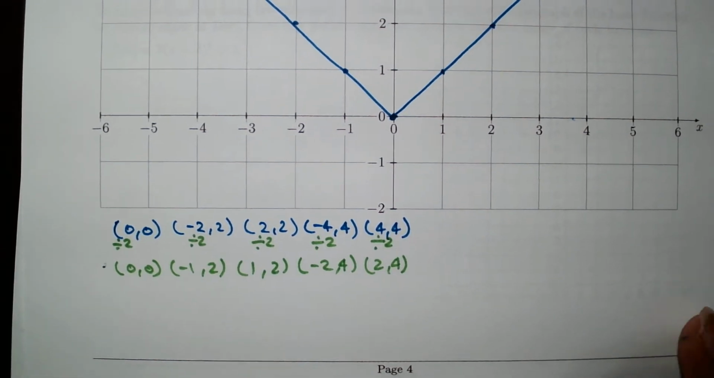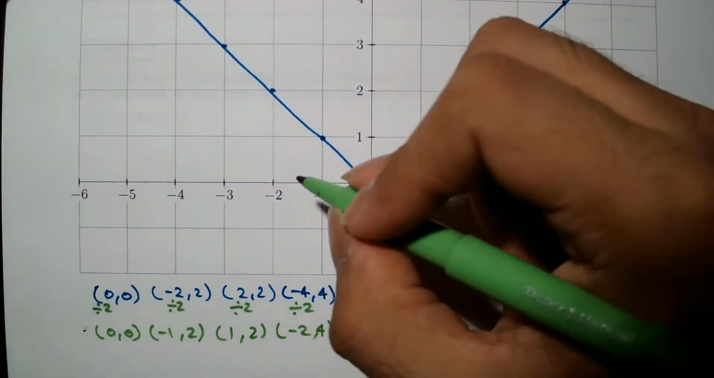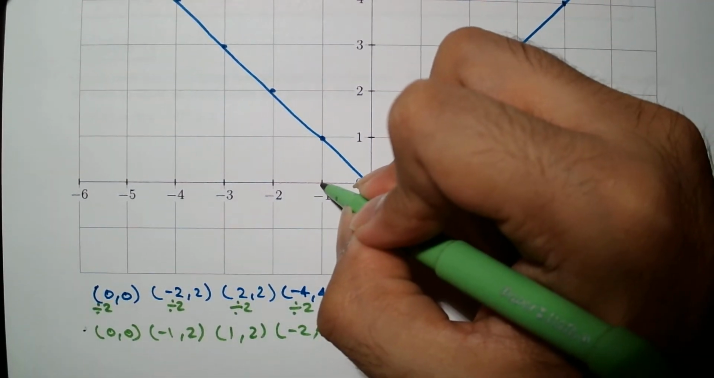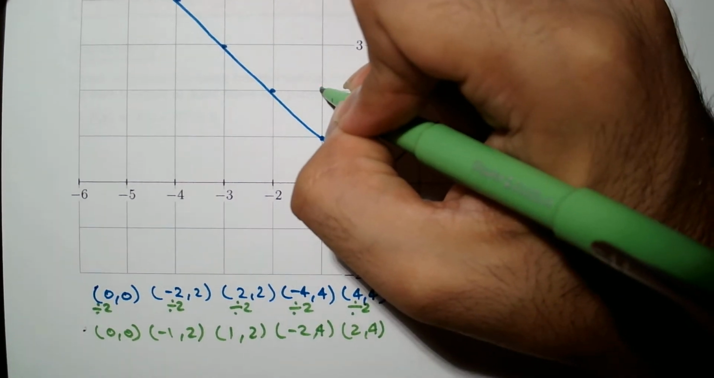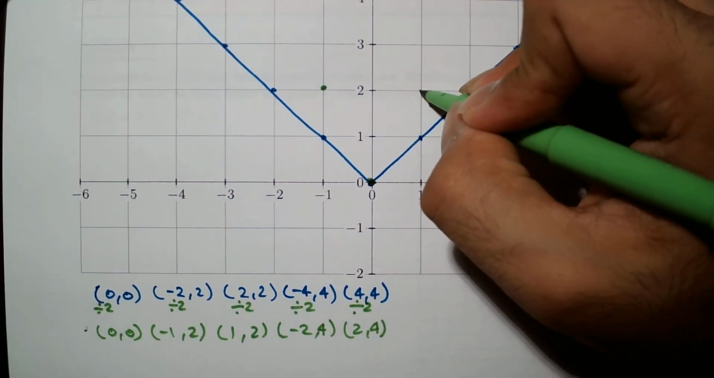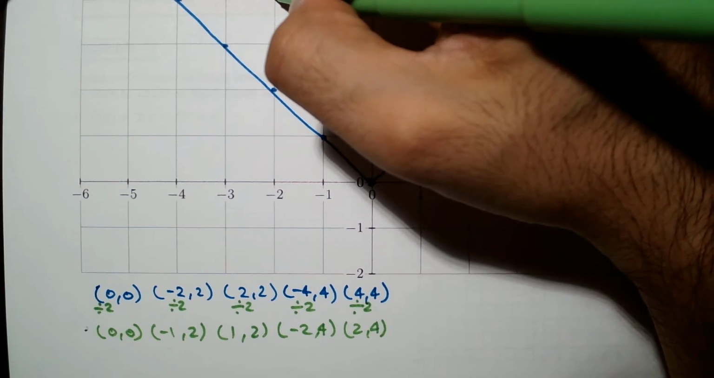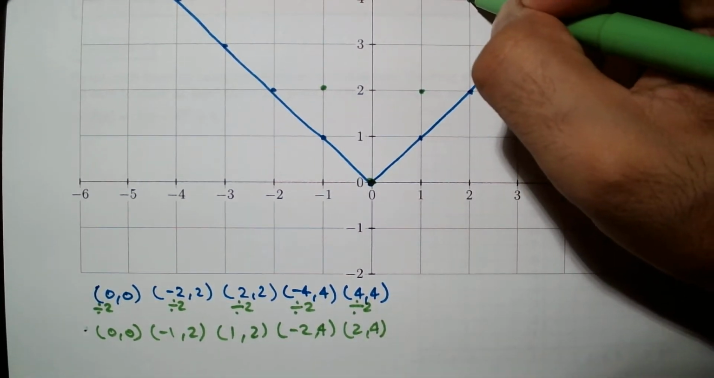So we are going to plot these points. The points, again, the 0, 0, negative 1, 2, and then 1, 2, and then negative 2, 4, and then 2, 4.